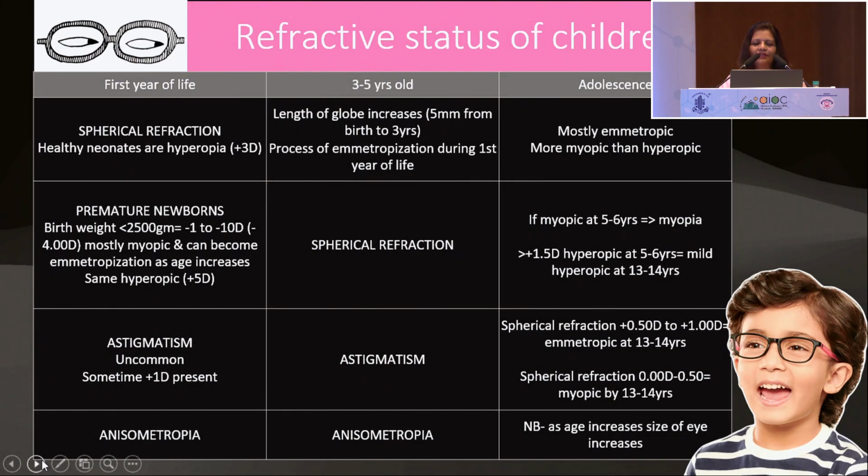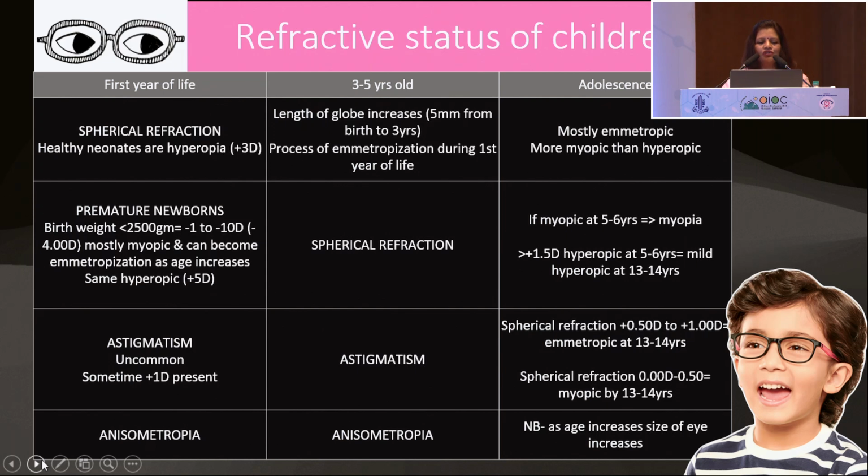So what is the refractive status of the children? In healthy neonates, these are usually hypermetropes, and at the age of 3 to 5 years, the length of the globe increases, say 5 millimeters from birth to 3 years. And in adolescents, the children are mostly emmetropic, but there is more myopia than hypermetropia.